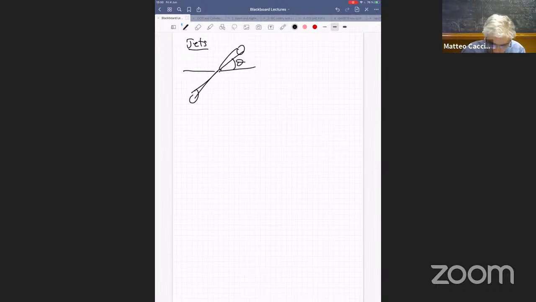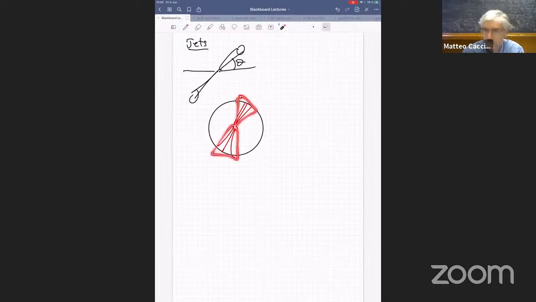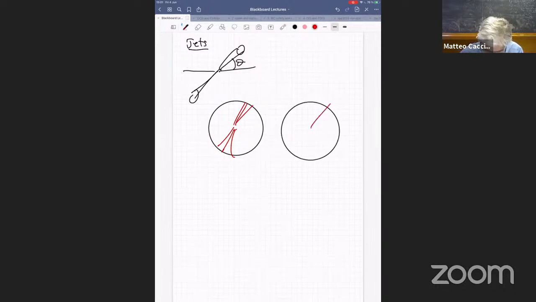Fine. But suppose you have an event like this. We'll imagine this is supposed to be a circle. So in an event like this, it is quite easy to say, oh, fine, this is a two-jet event. Easy. If you get something like this, it's also quite easy to say, oh, fine, this is obviously a three-jet event. But suppose you get something like this.